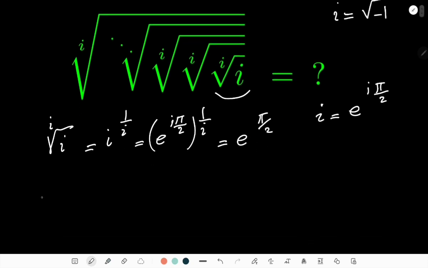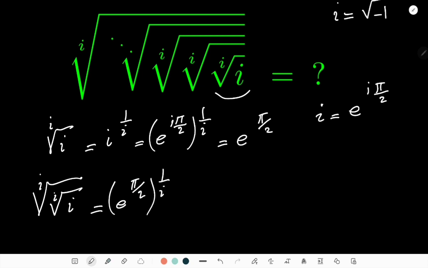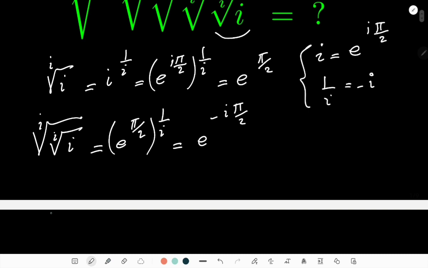Okay, fair enough. And then I have the ith root of this guy here, which is basically e to the power of pi over 2, to the power of 1 over i. But 1 over i, by the way, guys, can be written as minus i. We can make use of that as well. So basically, this will be e to the power of minus i pi over 2. And then I have another one.